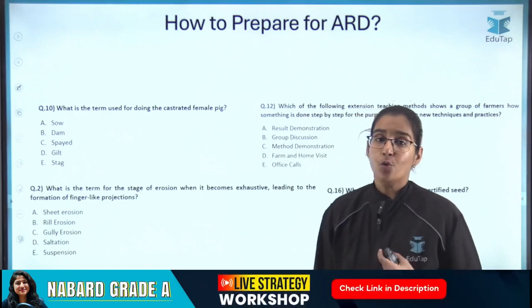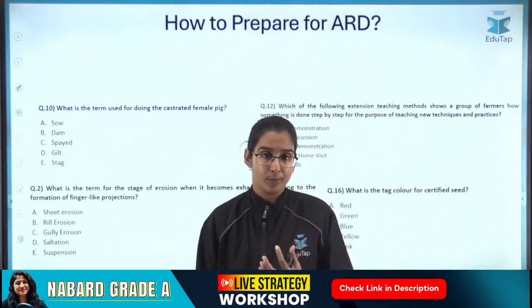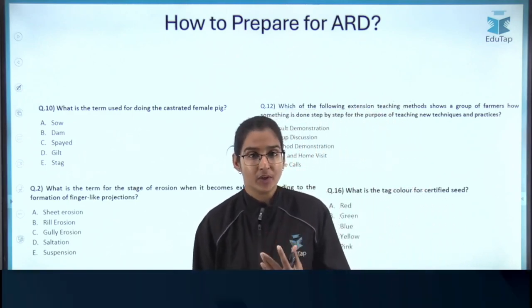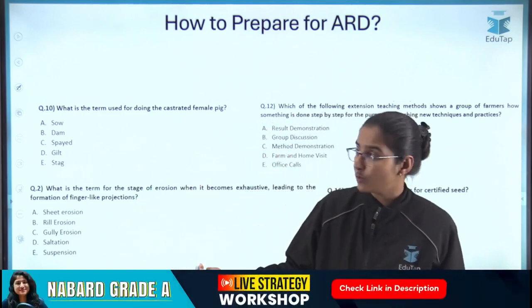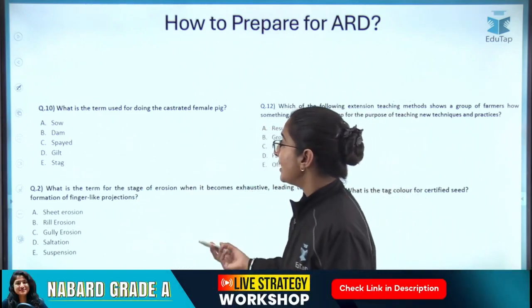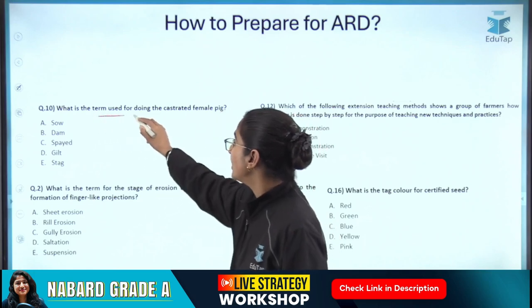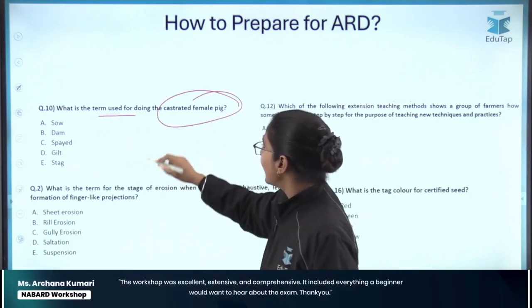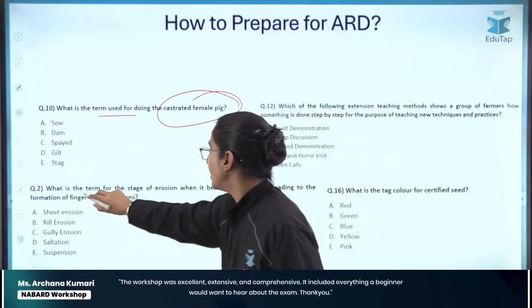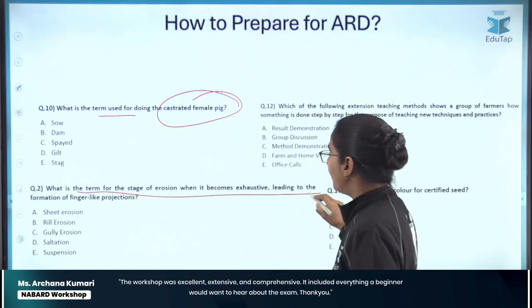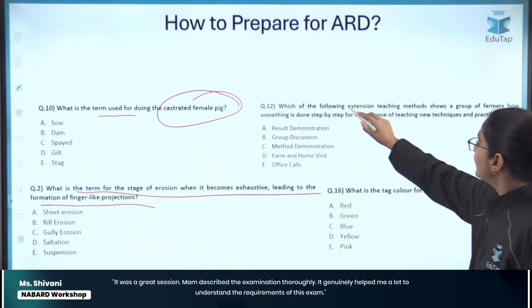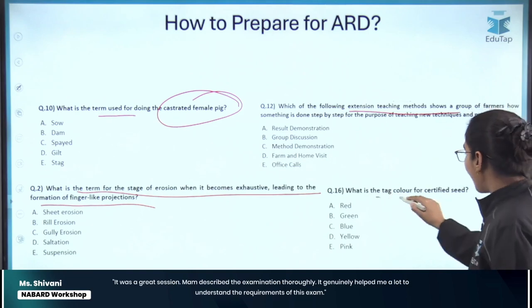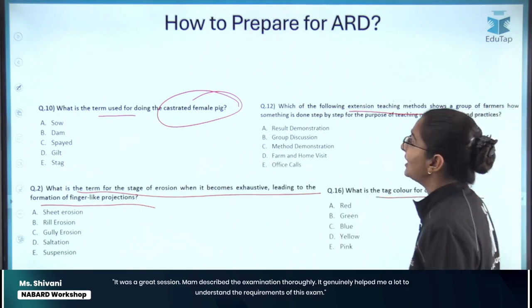Now let me tell you to what depth you have to prepare them. ठीक है? किस तरीके के questions हमसे पूछे जा रहे हैं? हमने syllabus देख लिया, important questions देख लिया, अब हम PYQs भी देख लेते हैं. So if you can see, they are asking you questions related to terms. Term for the castrated female pig. What is the term for the stage of erosion when it becomes exhaustive, leading to the formation of finger-like projections? Extension teaching methods. Tag color for the certified seeds.